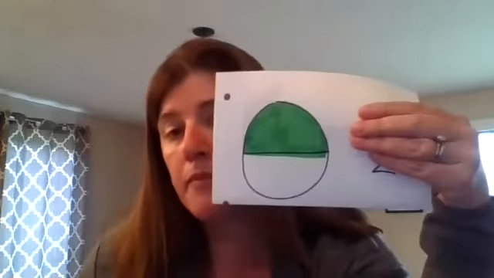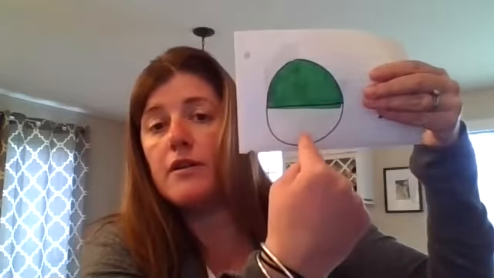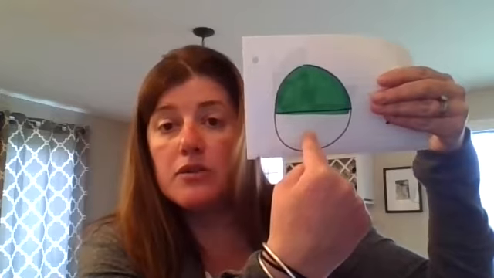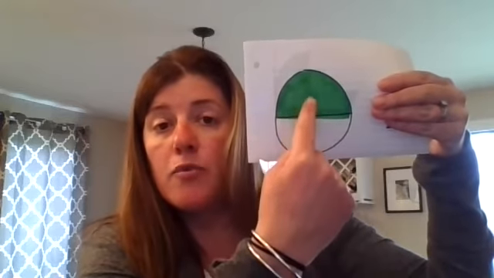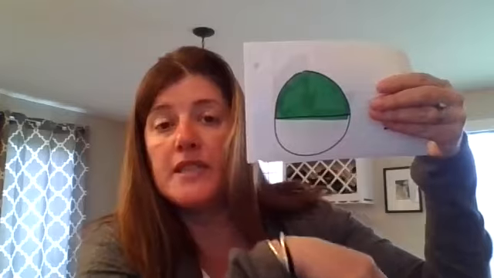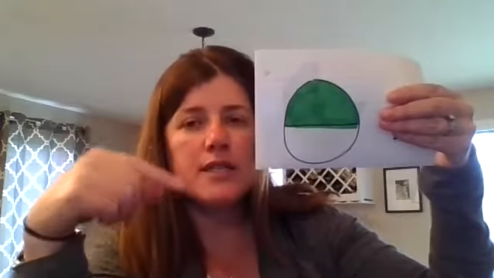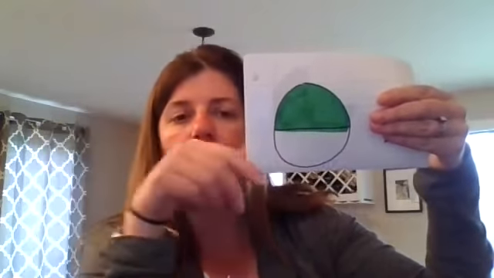Let's try another one. Mrs. Ferreira did the same kind of thing on this, but this time I did a circle. So let's take a look at this picture. We have a circle, and it's split into 1, 2 pieces. So the denominator is going to be 2. And the numerator is the number of pieces that are shaded. So the number of pieces shaded here is 1. So we say this, we don't say one two, we say 1/2.